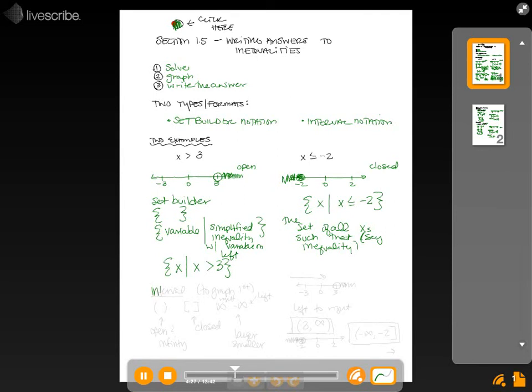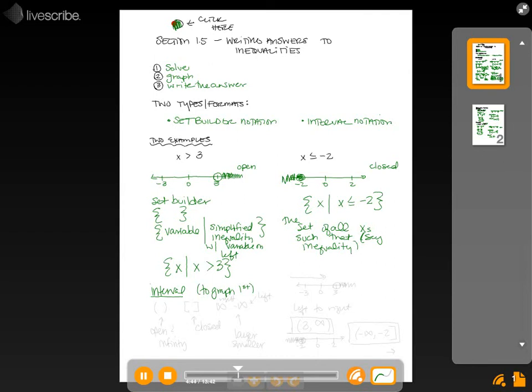Second one is interval notation. And it's important for interval notation, one thing I like to tell people is to graph it first. Because if you graph it first, it'll be easy to tell how you're supposed to write your interval notation from your graph.